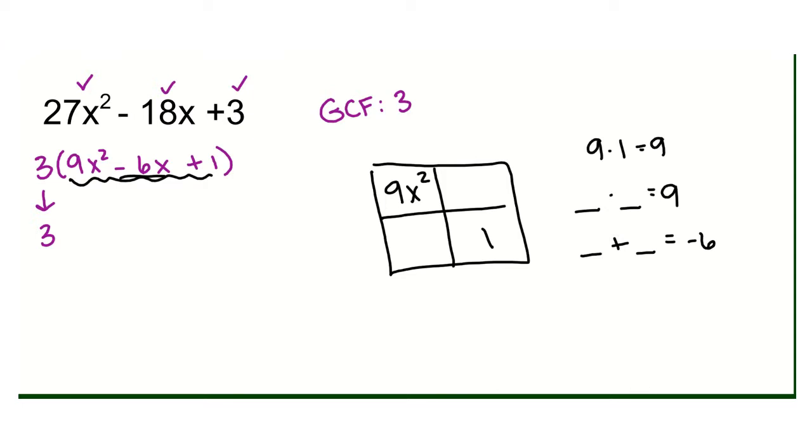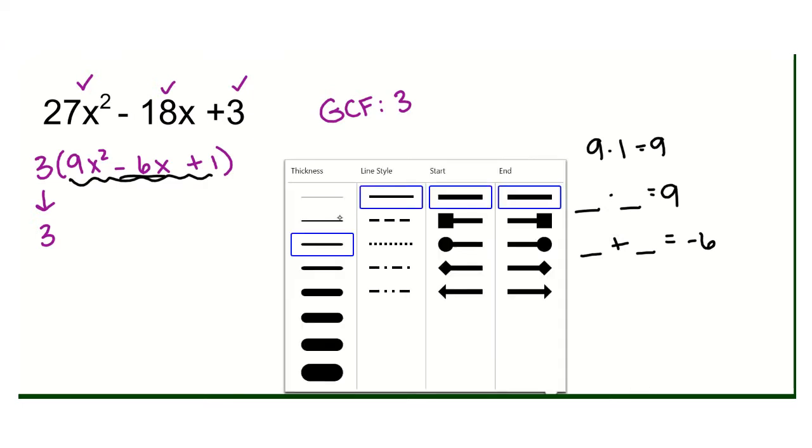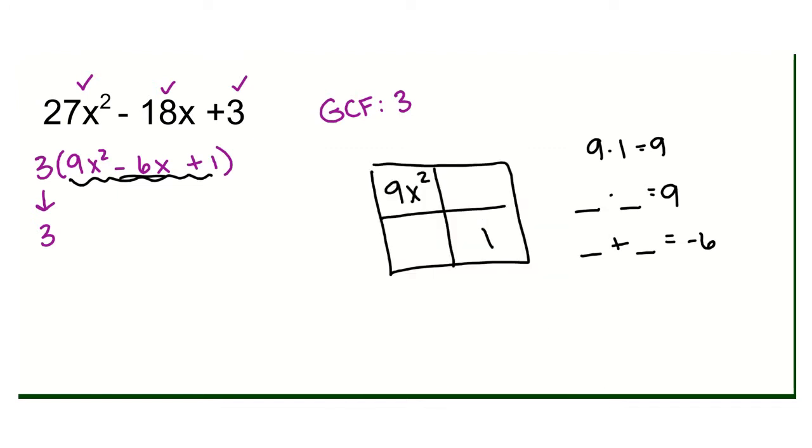So go ahead and pause the video and see if you can come up with those two numbers. The factors of 9 that add to negative 6 are negative 3 times negative 3. Negative 3 times negative 3 is positive 9. Negative 3 plus negative 3 is negative 6. So I'm going to go ahead and write those in the empty spaces in my box. Here I know that each of these terms are going to get an x because my middle term has an x.